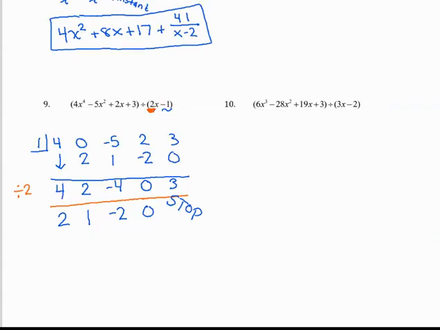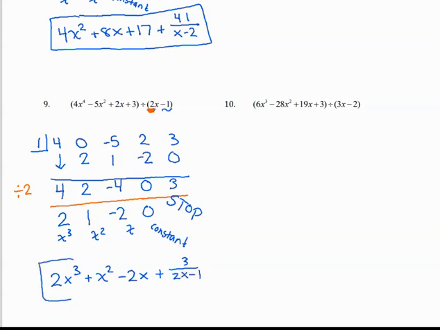So now if that's my remainder column, this would be my constant. This would be, we're dealing with x's, so x to the first, x squared, and x to the third. So my answer is 2x to the third plus x squared minus 2x, no constant, but plus the remainder of 3 over 2x minus 1. And there's your answer. Okay, so now you try number 10, knowing that we have a coefficient of 3, use those same rules.